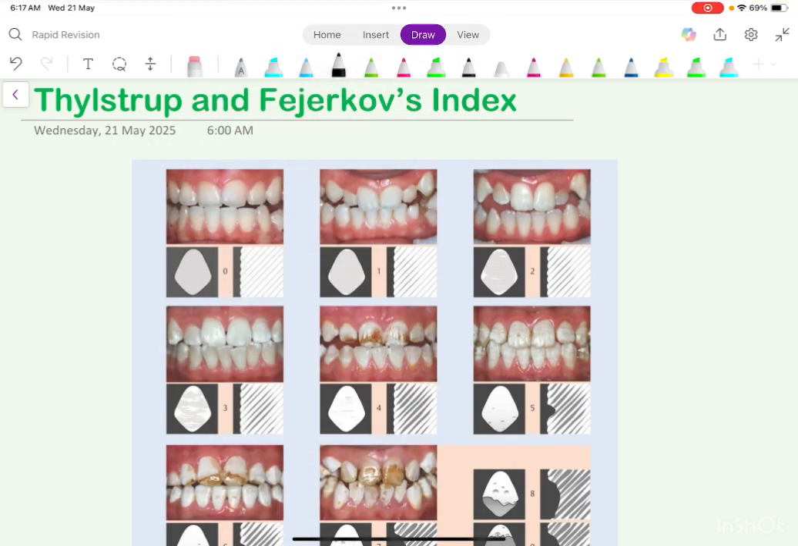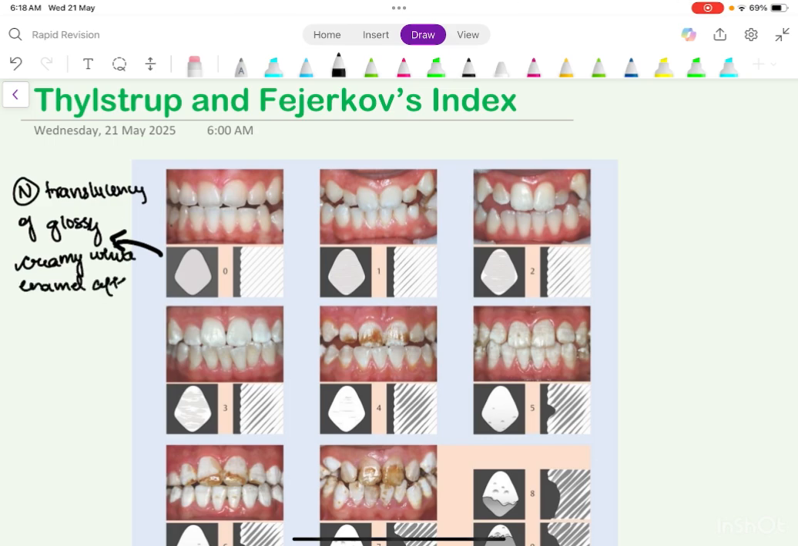First of all, starting from 0, as you can see, 0 means that it is normal. So it has normal translucency of glossy, creamy, creamy white enamel after wiping and drying the surface.